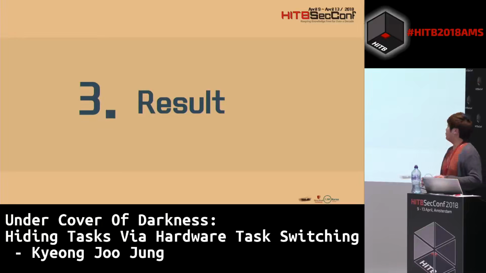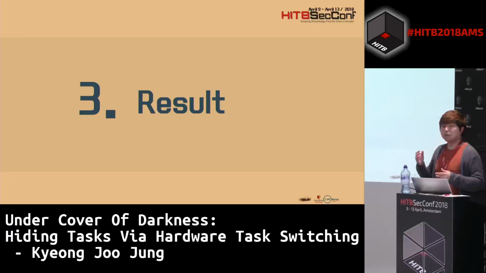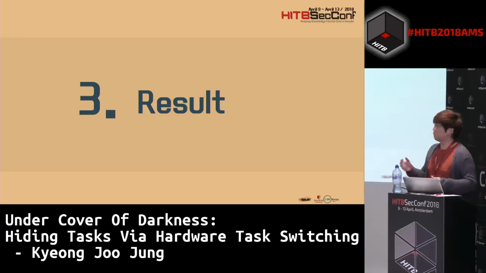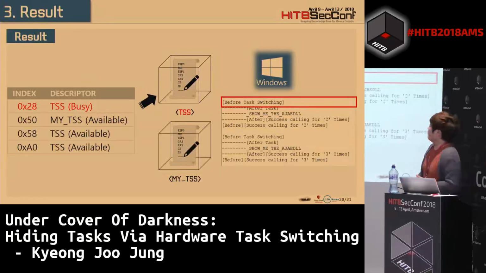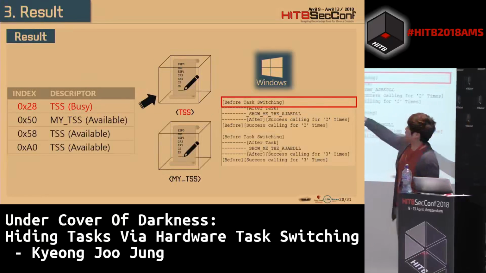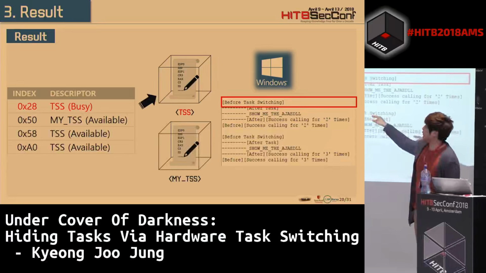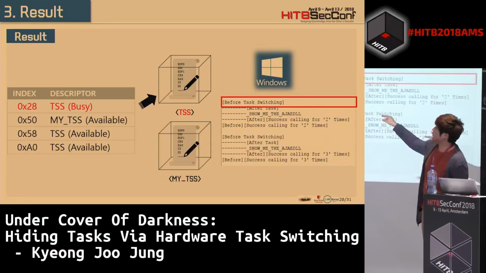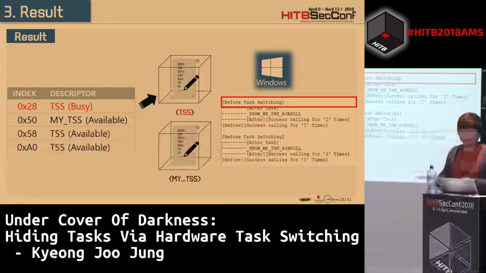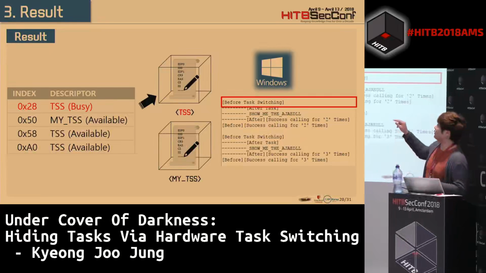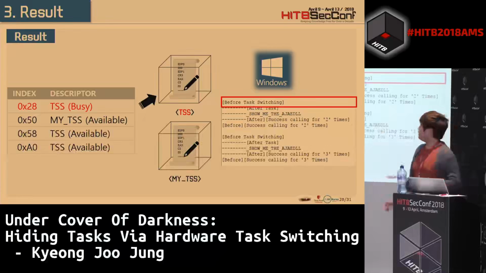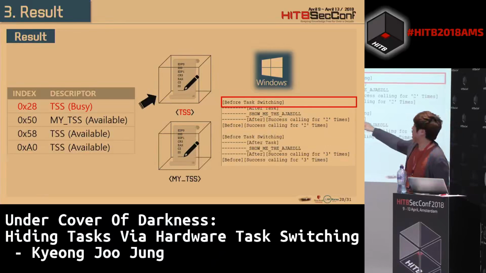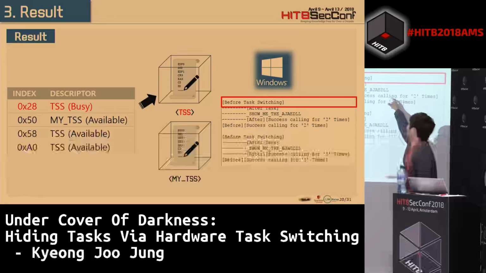And I will show you the result of what we have done. Maybe it might not be so easy to understand, so it's much better to see some results. The descriptor over there at the first, which is written busy, is the normal task, and the task is printing before task switching. And my TSS, at the second, prints out, show me the AJD.